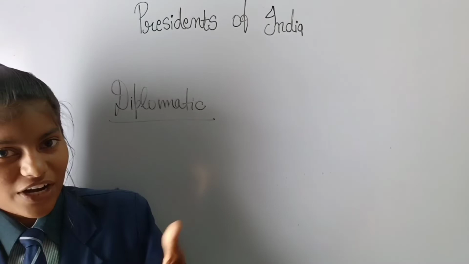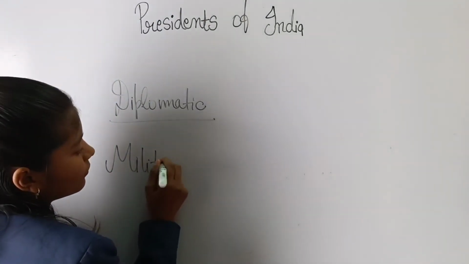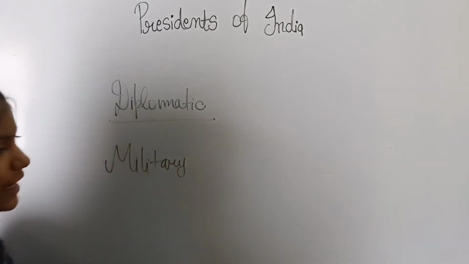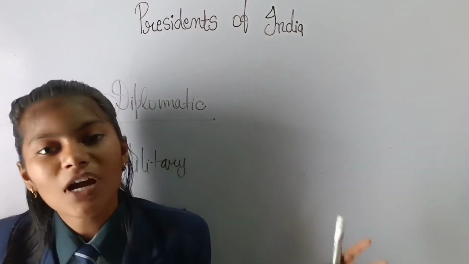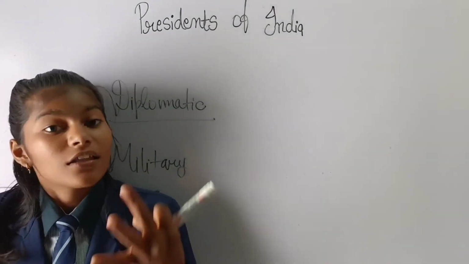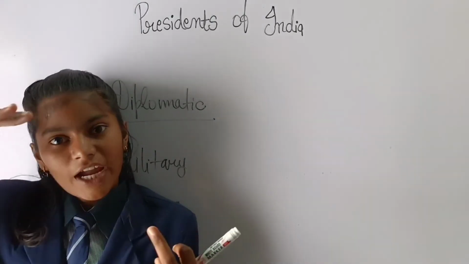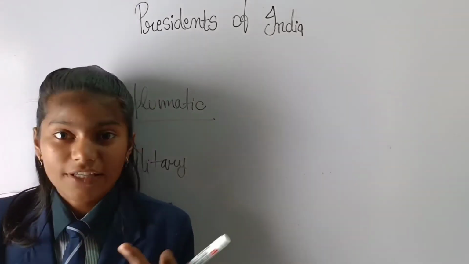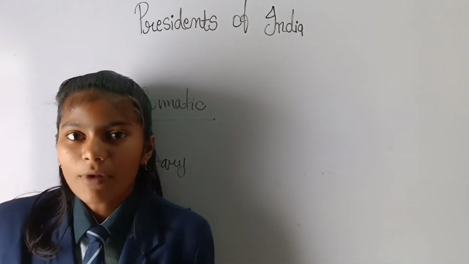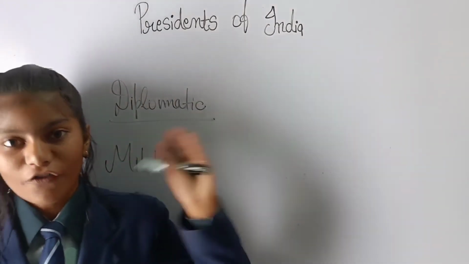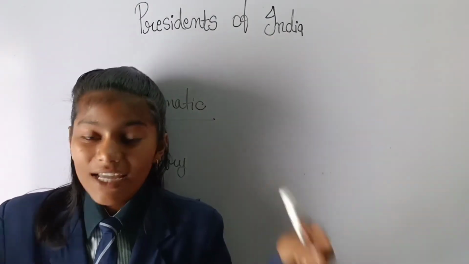The next power is the military power. Military power provides that the president is the supreme commander of all 3 forces: the Air Force, Navy, and the Army. In the field of air, it will be the Air Force. In the field of water, it is the Navy. And in the field of land, it's the Army. And the supreme commander is the President of India. So these are the drastic powers of the President in India.